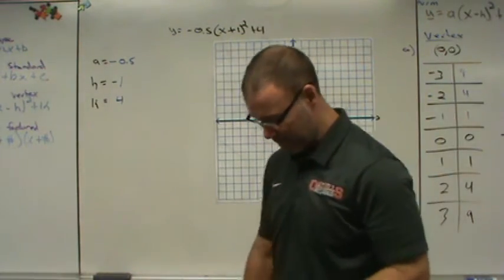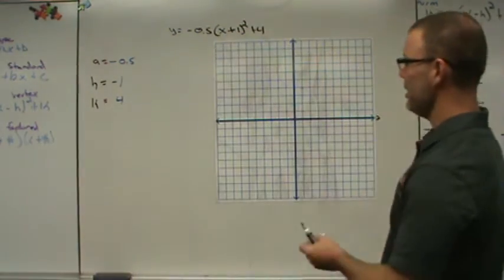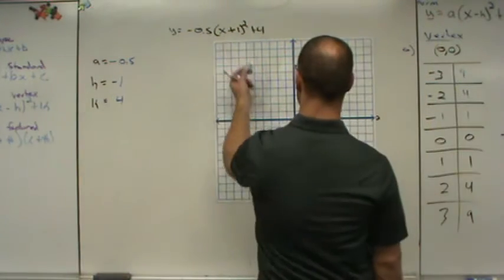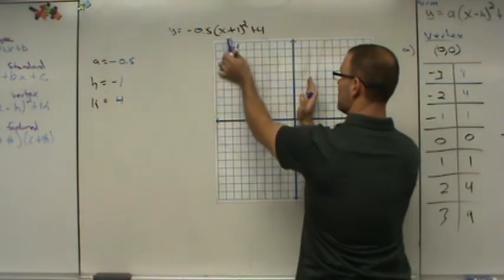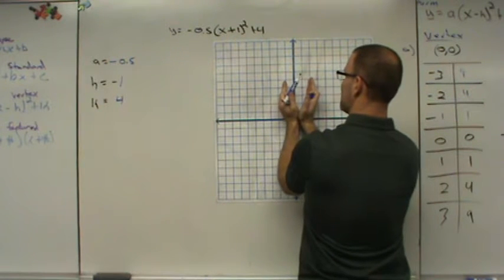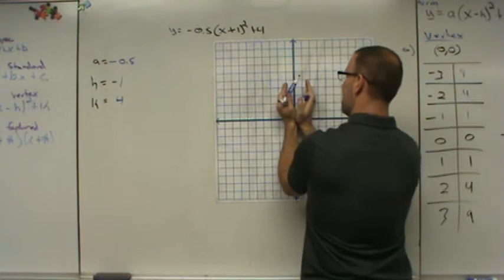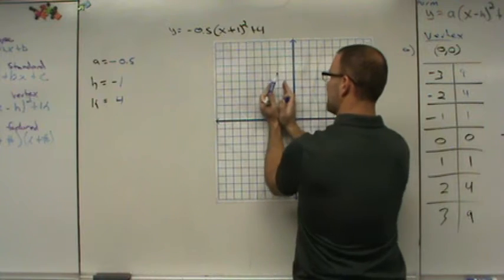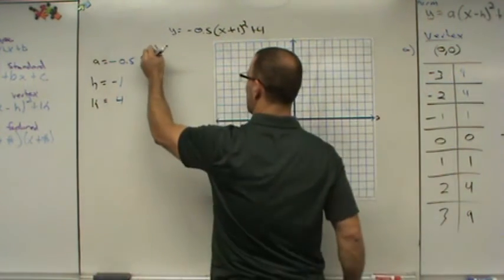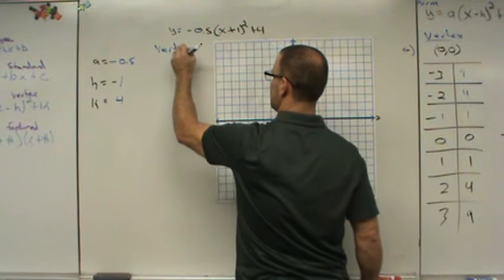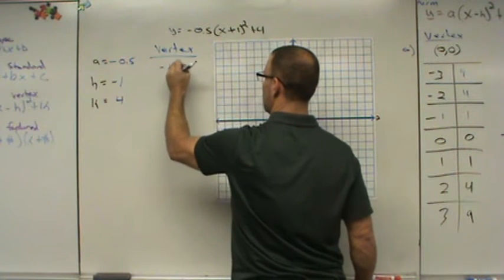Now, some of you might be thinking, well, Mr. Wilson, your H value is wrong. In the equation, it says plus 1. You have to remember, if my vertex is in the middle, and this says x plus 1, it causes the graph to shift to the left. It's not wrong. It looks wrong, but it's not. Therefore, my H is negative 1. So I identify the vertex. My vertex is negative 1, positive 4.